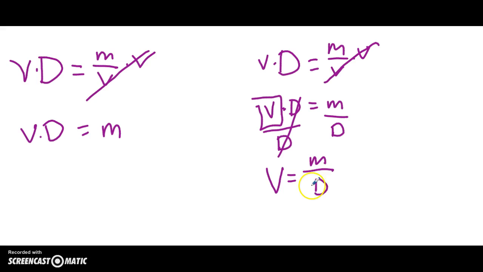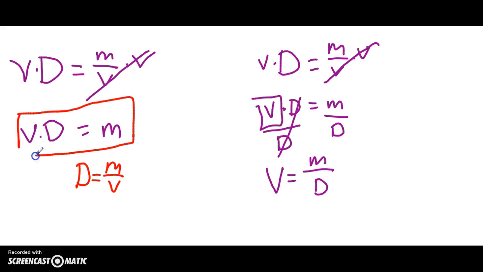I'm left with volume is equal to the mass divided by the density. So starting out with our original equation of density is equal to mass divided by volume, I've solved it for the mass. I've solved it for the volume as well. So I can rearrange any of these equations just like I can with any other type of equation. I'm just choosing what I'm actually solving for.